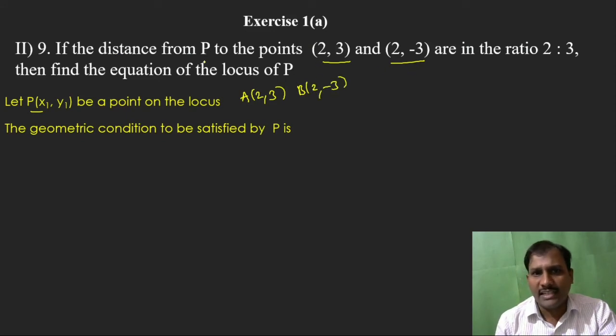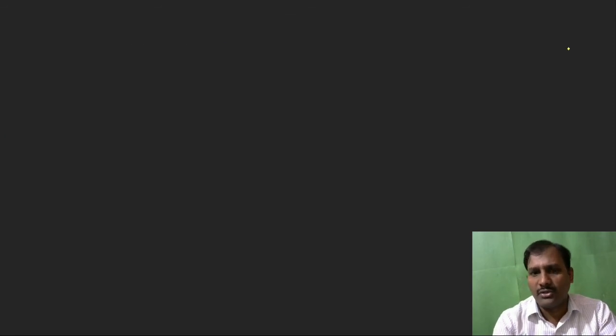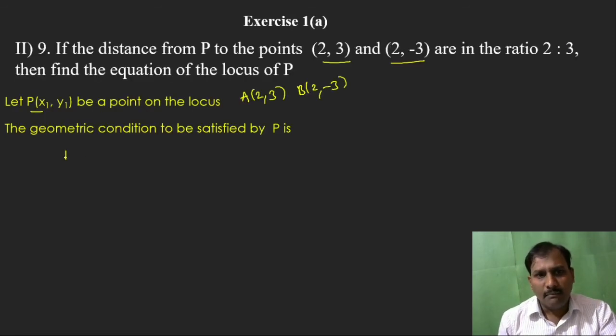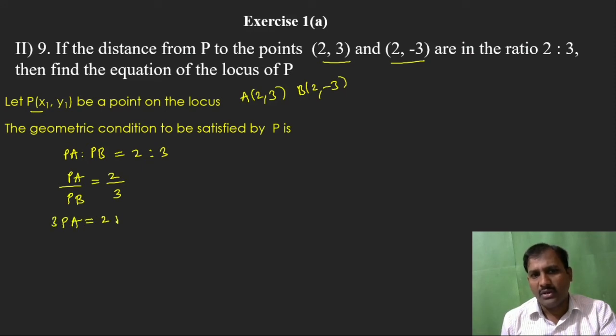So the distances from P to A and P to B are in the ratio 2:3. That is PA is to PB is equal to 2:3. Or I can say that PA by PB is equal to 2 by 3. If you cross multiply, 3PA is equal to 2PB. And squaring on both sides, you will get 9PA square is equal to 4PB square.